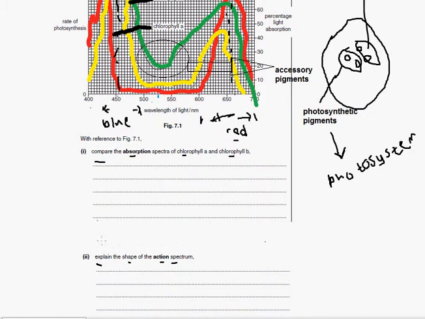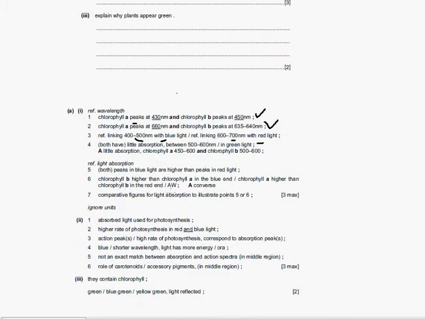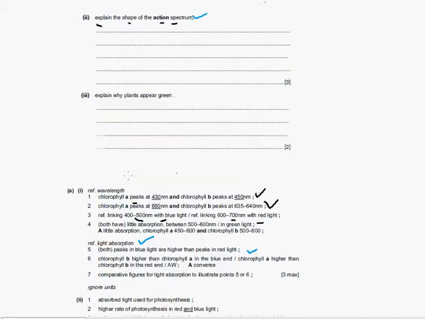So the shape of the action spectrum has two peaks on the sides in the blue and red regions, and there is a slope or a crater kind of shape in the middle, which is not as low as it is for chlorophyll A and chlorophyll B, because there are some accessory pigments present also. See, peaks in blue are higher than peaks in red light. Chlorophyll A, chlorophyll B. Now this is another thing. This is the first explanation.